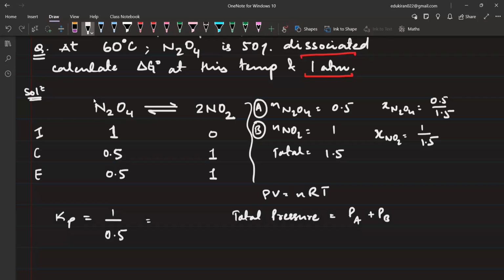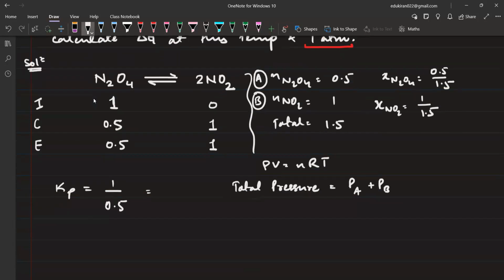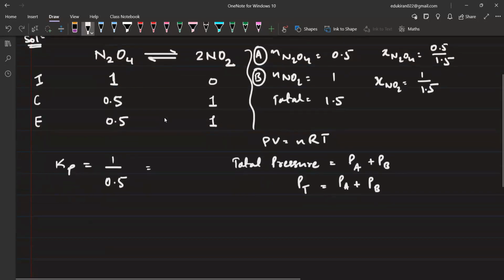Pressure in the system will be PA plus PB. Okay, the total pressure, P total, will be equal to PA plus PB. Now we need to determine what PA and PB are, and the mole fraction. The total pressure has been given.